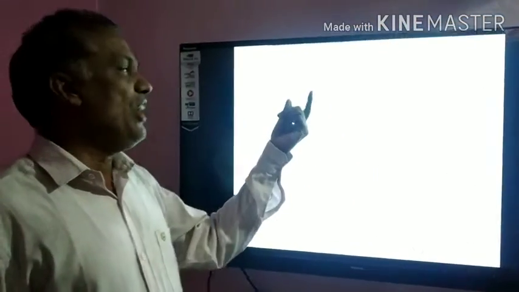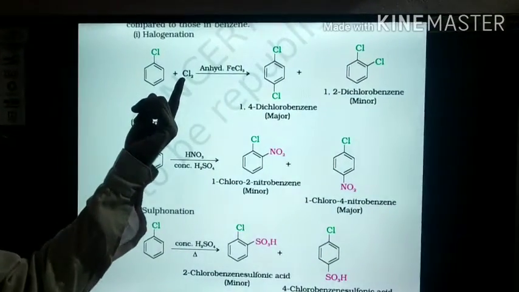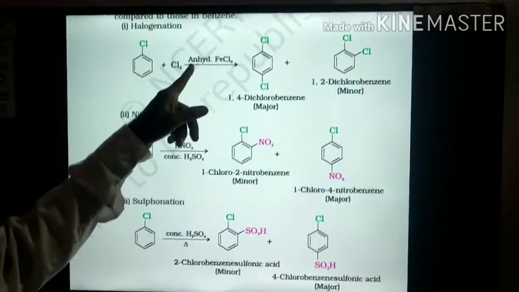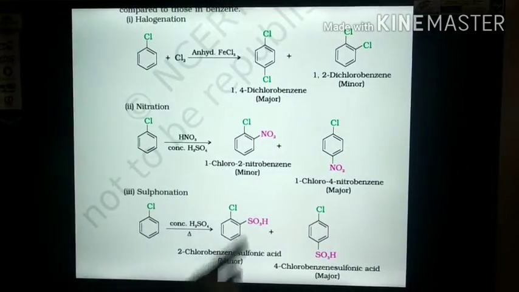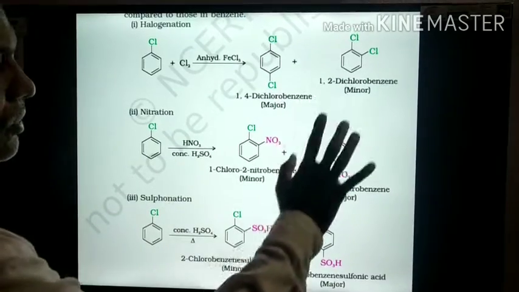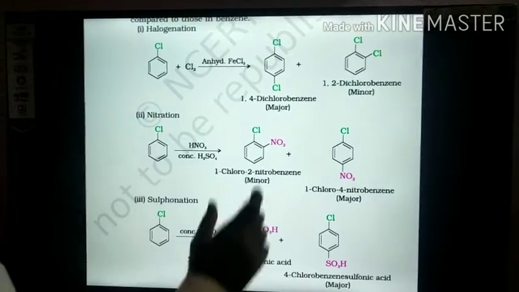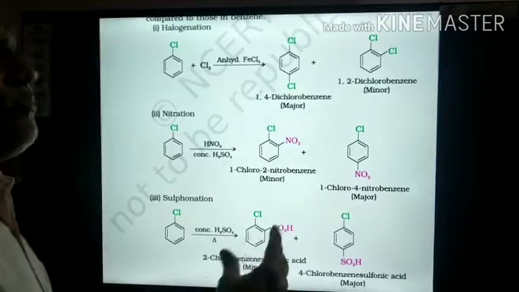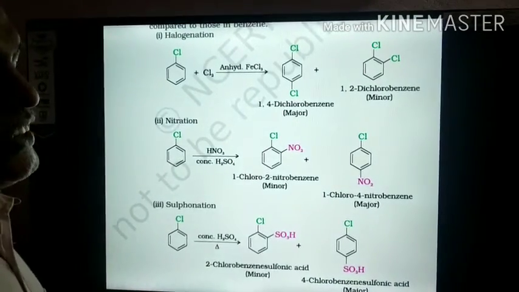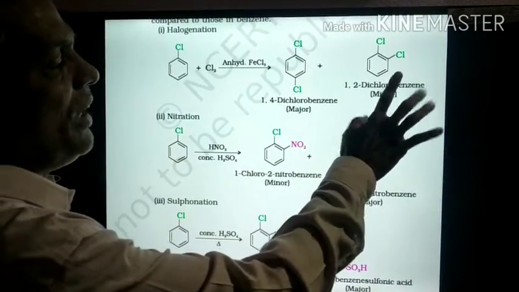Let us see some reactions. Halogenation means addition of halogen. Chlorobenzene, a haloarene, is treated with chlorine in the presence of anhydrous ferric chloride. It will give two products, para and ortho. Out of these two, which will be the major product? Because it has symmetry and can adjust in the reaction very easily, the para is the major product and the ortho will be the minor product.